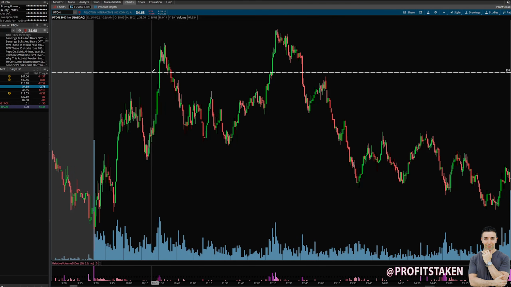So a week or two ago, we saw a massive dump in Peloton. Everybody remembers that super red day. I actually called Peloton to the downside that day as well, and I said institutions are looking to offload. This is a losing proposition. I do feel McKinsey, who Peloton brought on board, will help them right the ship. But for now, institutions are not feeling very bullish.